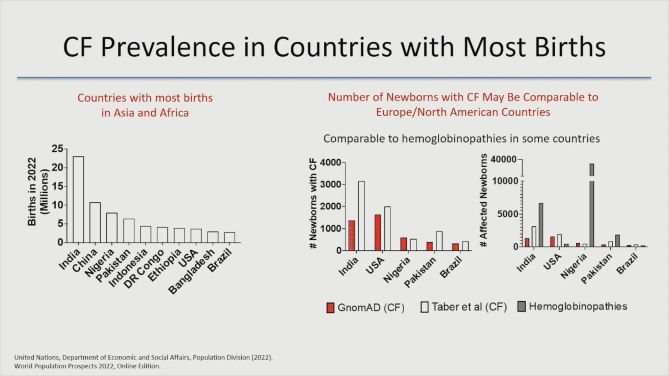And of course, I wanted to give some context, right? So we started comparing this with the prevalence of hemoglobinopathies, and we just used the carrier frequencies that were reported in Tabor et al. And in some countries like India, they really recognize that hemoglobinopathies are a significant problem for them. But then I don't think they quite appreciate that the number of people being affected by CF might be comparable.